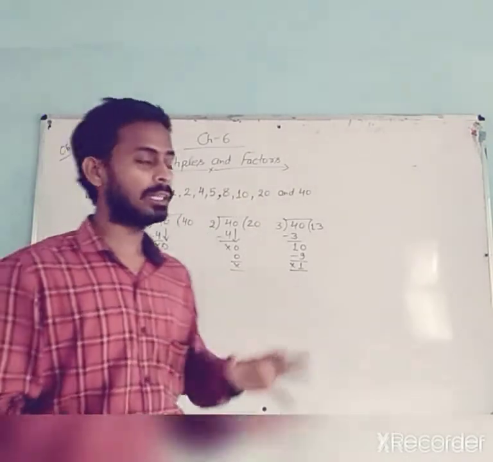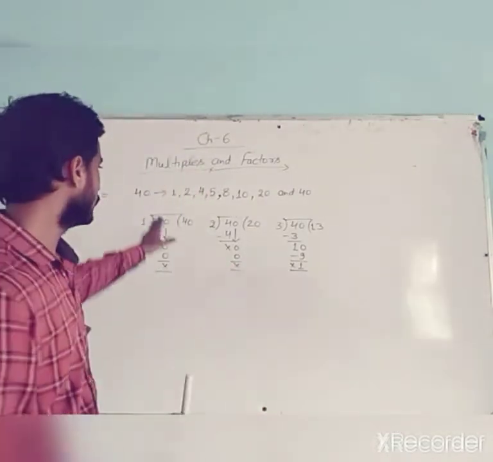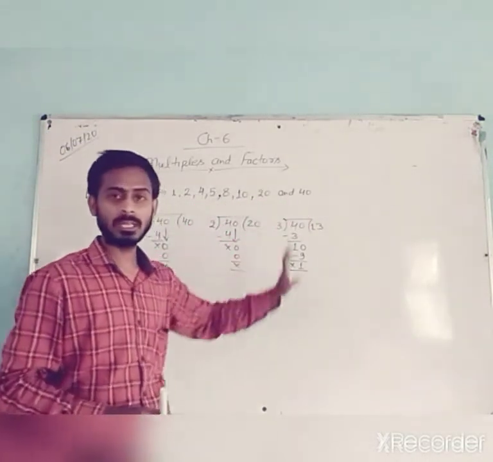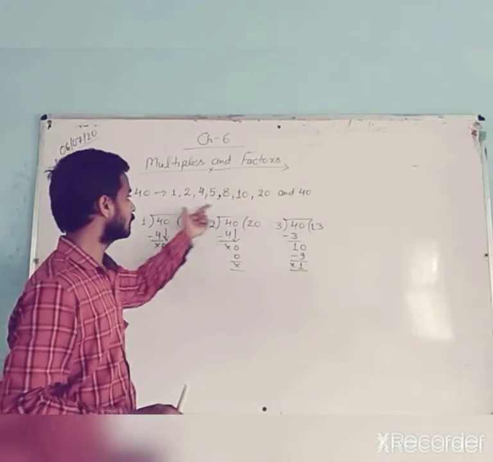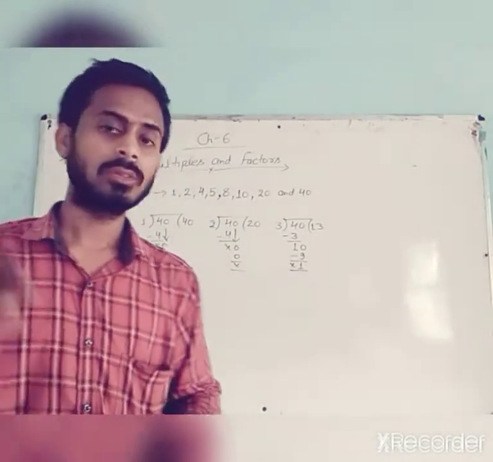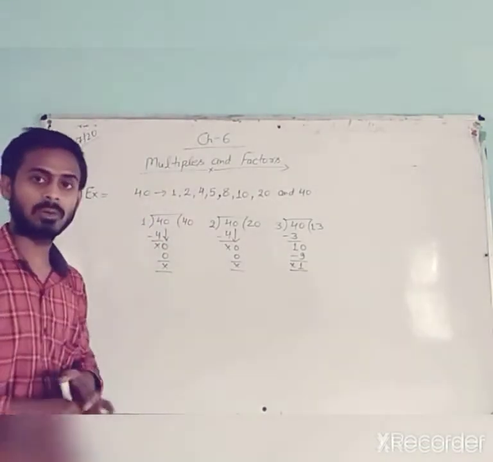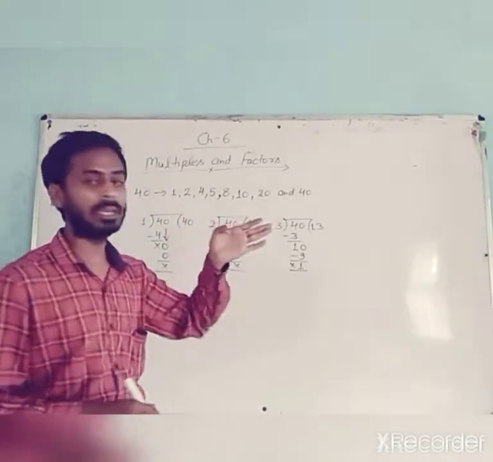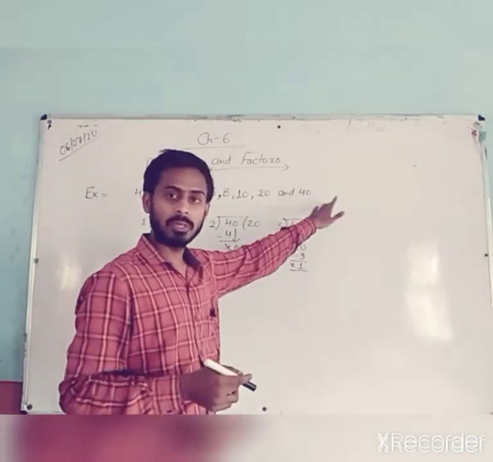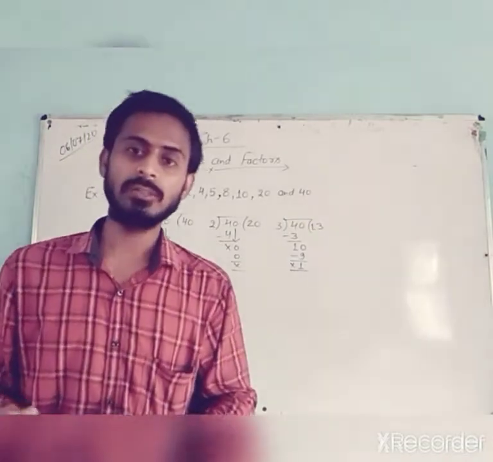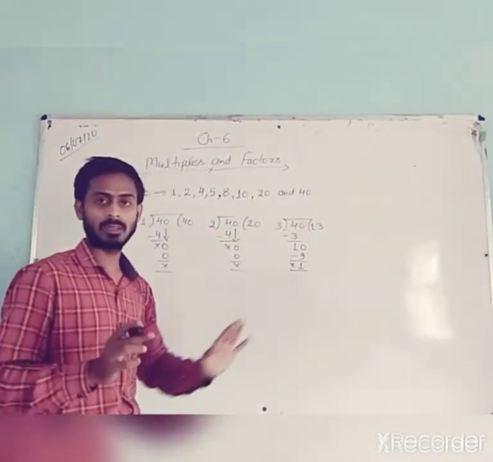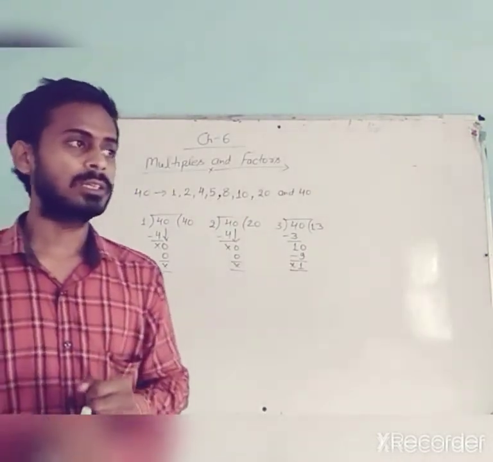Now, it is clear that a given number has 2 factors, 1 and the number itself. And then you can find the rest by dividing the given number by numbers from 1 up to the given number. Okay, because after 40 you can't divide 40 by 41. If we take numbers after 40, like 41, they cannot divide 40. That is why we take the factors from 1 to 40. Clear?